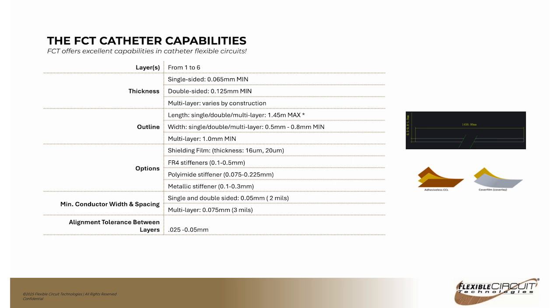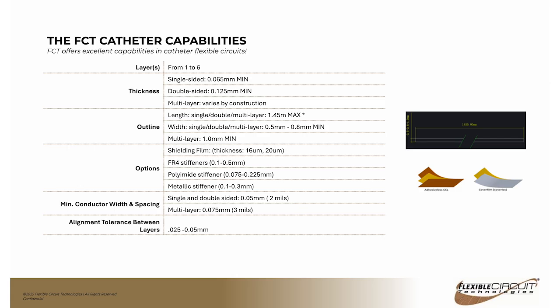Length, so our longest panel length right now is 1.5 meters. We need room around the border for tooling holes and processing, so our max circuit length is 1.45. Now, in certain instances, if you didn't need covers laminated on there, if it was a single layer part, we could probably go a little bit longer than this. And then overall width of the circuit, anywhere from 0.5 millimeter to 0.8, depending whether it's a single layer or a multi-layer. And then we can add other features to these, such as shielding films top and bottom.